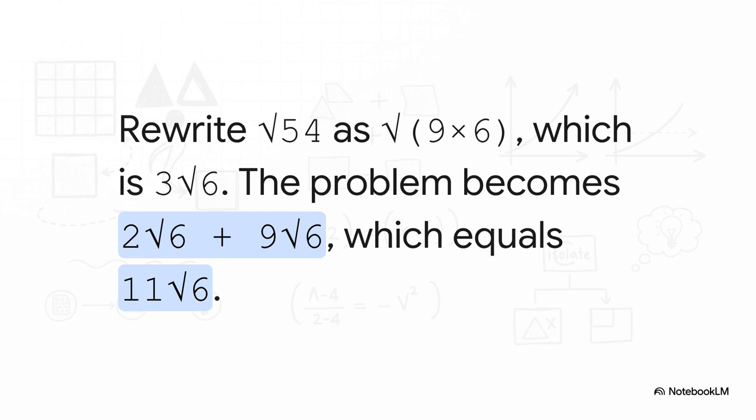Since 54 is just 9 times 6, we can break it up. And what's the square root of 9? It's 3. So we can pull that 3 out of the radical. It meets up with the 3 that was already there, so we multiply them. 3 times 3 is 9. So now our problem is 2 root 6 plus 9 root 6. Hey, now they're like terms. And our answer is 11 root 6.